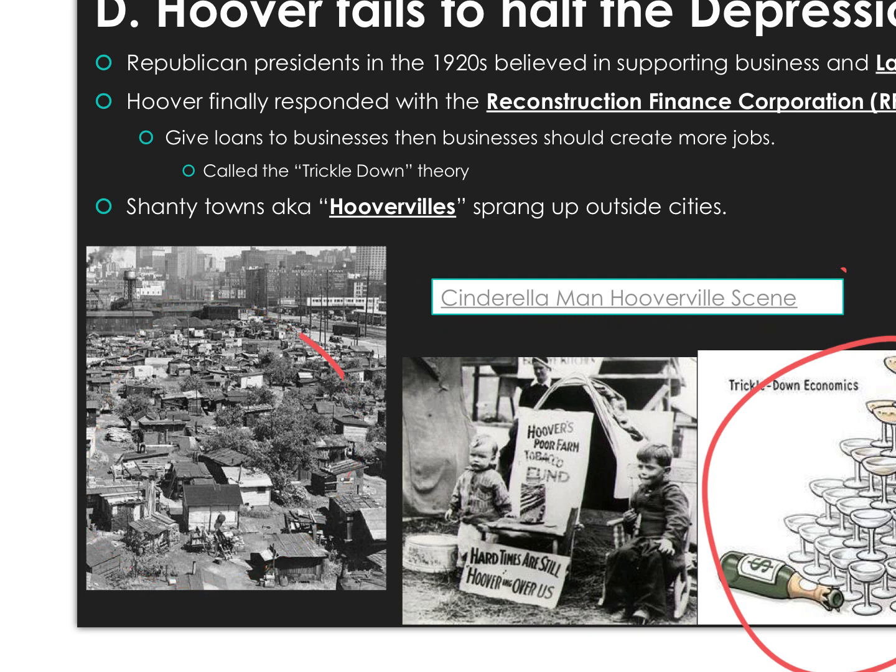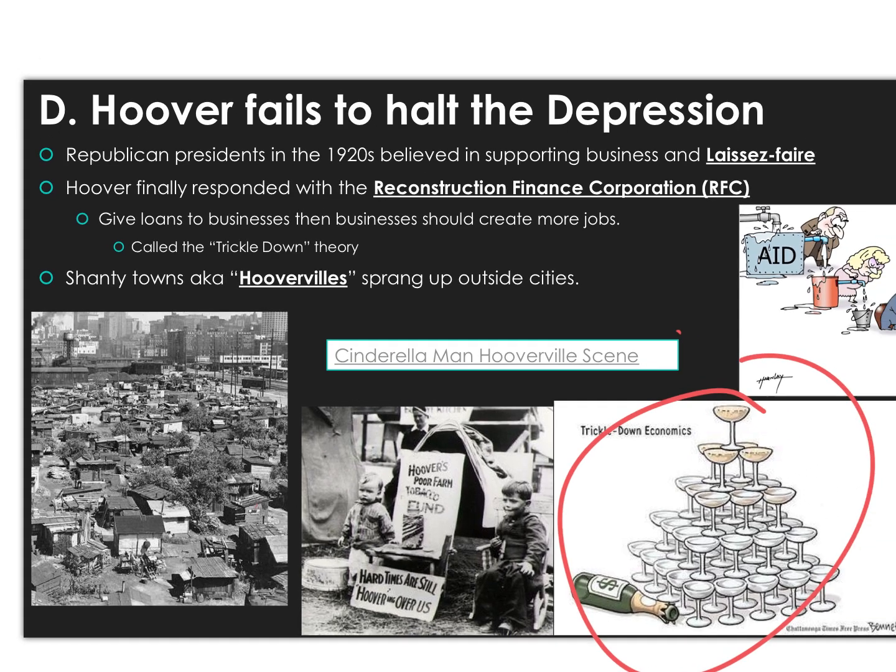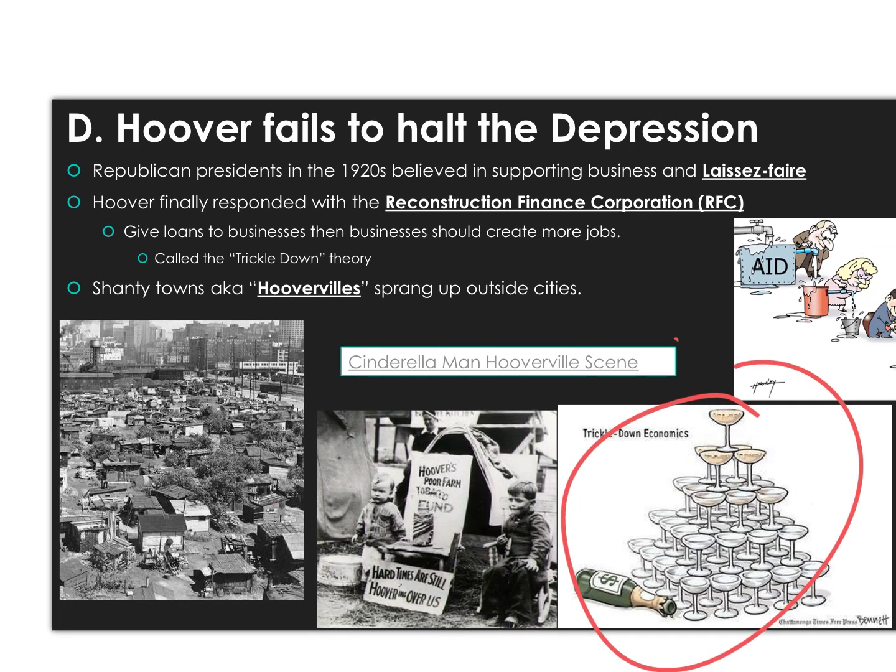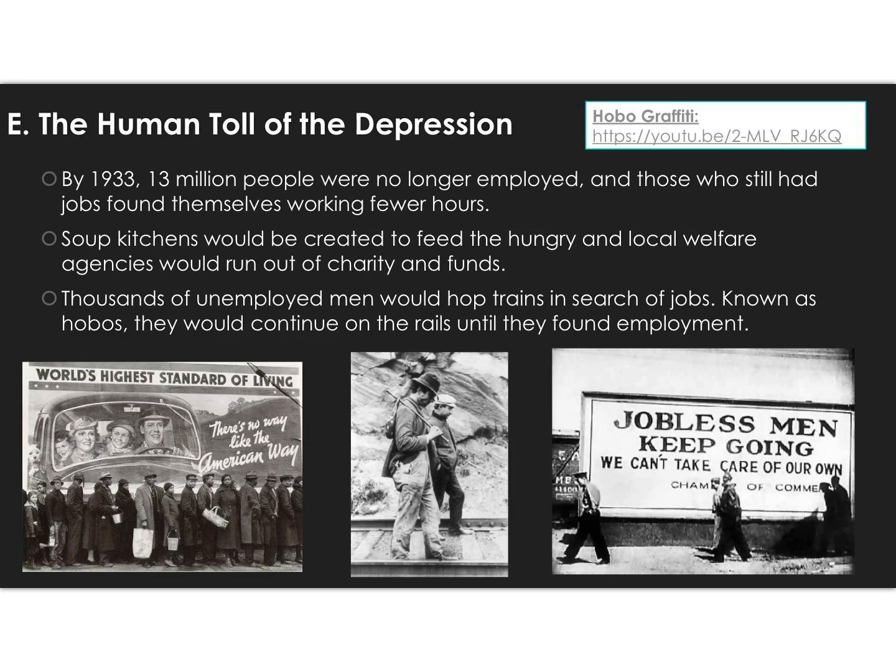So you can understand that Hoover, his idea was, hey, laissez-faire. He tried the RFC, but it's too little, too late. The simple way to put that is just too little, too late, and it didn't work out. So people blame the Great Depression on the president.